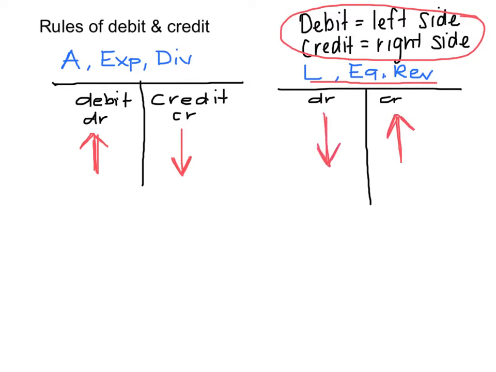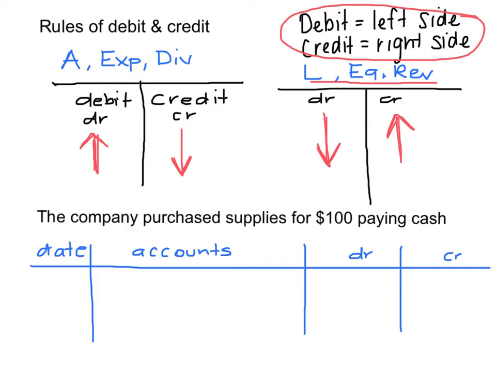Now when we record transactions, we always use these rules. One example of a transaction is the company purchased supplies for $100 paying cash. Now we want to record this transaction in the journal using the rules of debit and credit. I've shown you the format here for a journal. You have the date, the accounts. The debit account always goes first. Underneath you write the credit, and then you put the amount in the debit and the credit column.